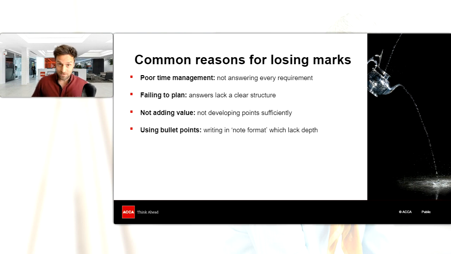Using bullet points may be ironic given the format of my presentation today, but the bullet point in AFM, a general trend that some people go with, is not an ideal one. A lot of students then write in note format, which lacks depth. So the examiners often say, don't use bullet points. It does tend to lead to too concise points. Write in short, concise paragraphs instead, and that's fine.